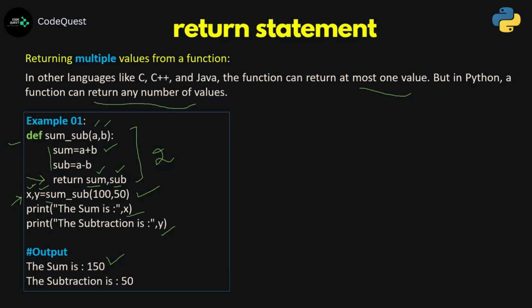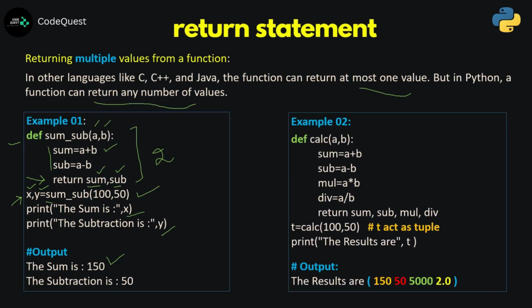there is another option. You can take one variable here, because whenever a function returns a set of values, all of them are returned in the form of a tuple. So we can take one variable here. The function may be returning multiple values, and that one variable is going to behave like a tuple.